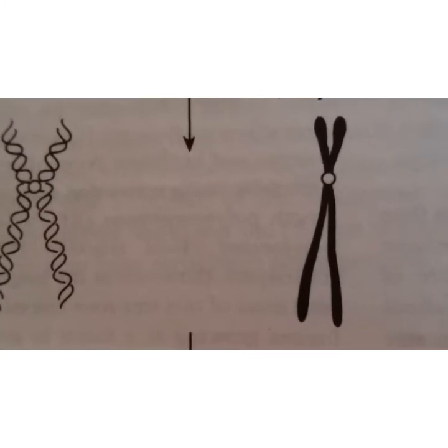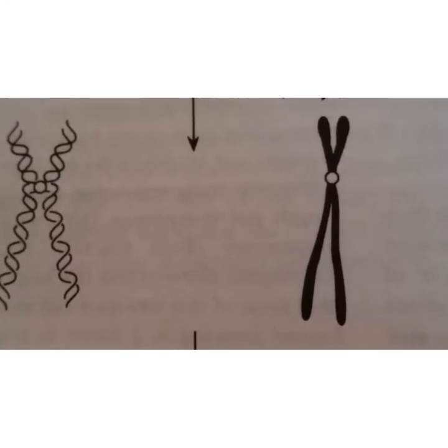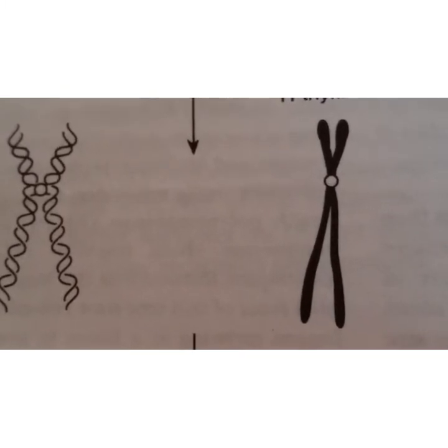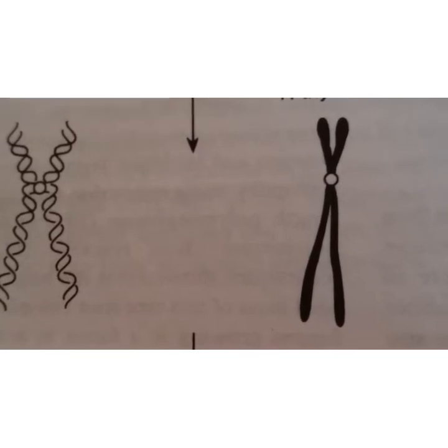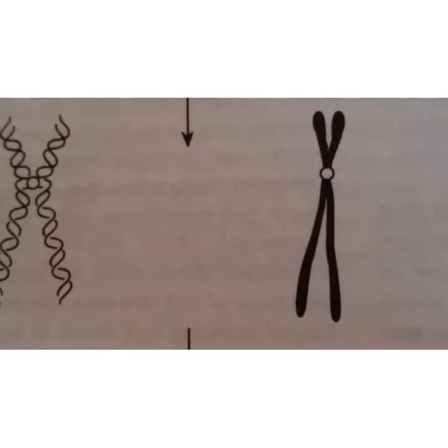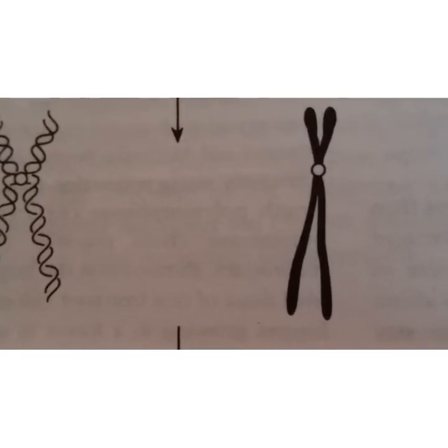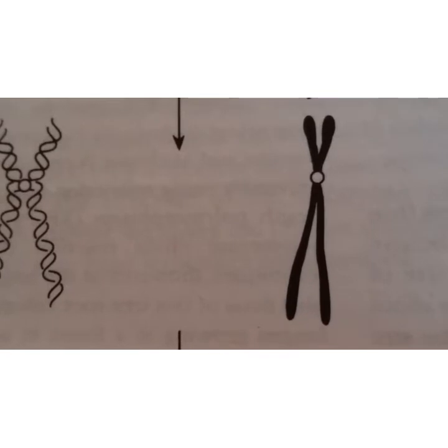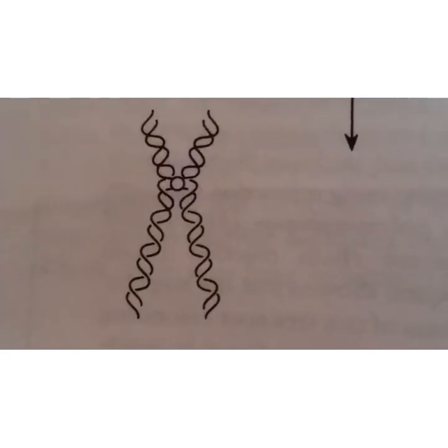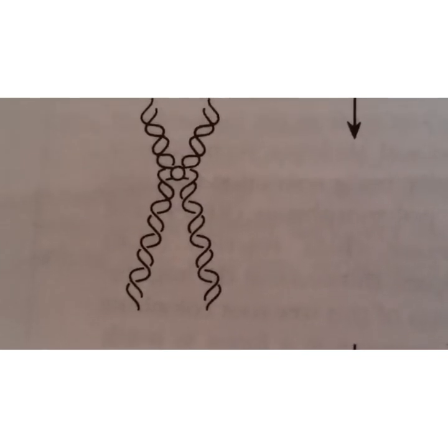This centromere region is a highly repetitive sequence of DNA. This region can be deeply stained by basic dye. That's why this region is known as heterochromatin. So now, what is chromatin? The nucleoprotein material of the chromosomes is referred to as chromatin. Chromatin consists of nucleic acid and protein.